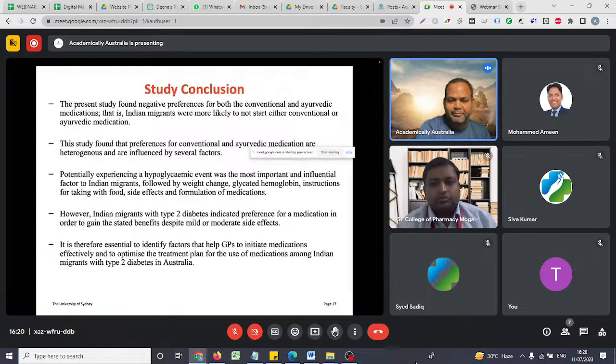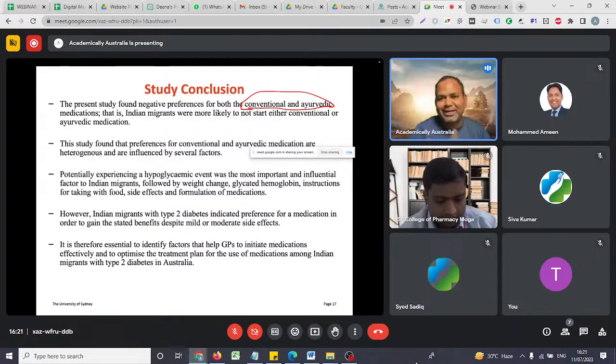So this is the overall conclusion. This is for the study conclusion. The study found negative preference for both conventional and Ayurvedic medication. So it means that the patients do not want to use any medication, whether it is conventional or Ayurvedic. They want to control the blood sugar without medication if they can, but unfortunately it is not possible.